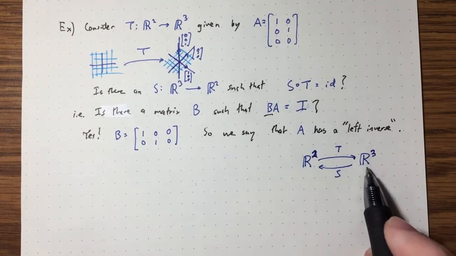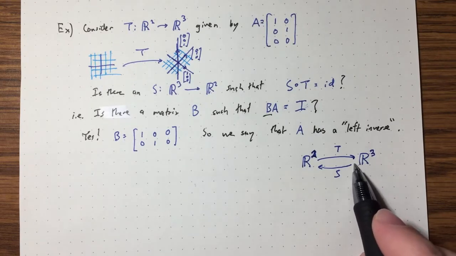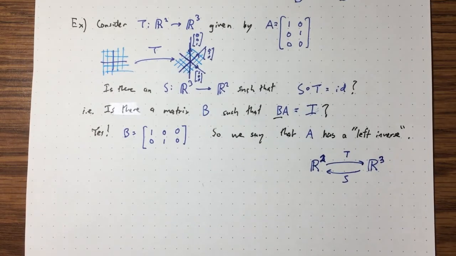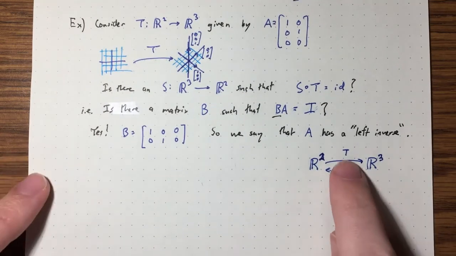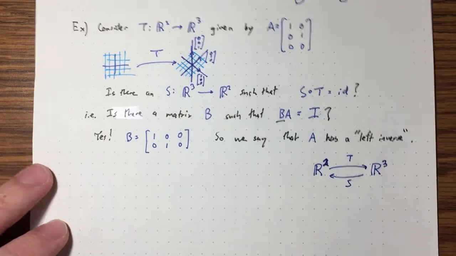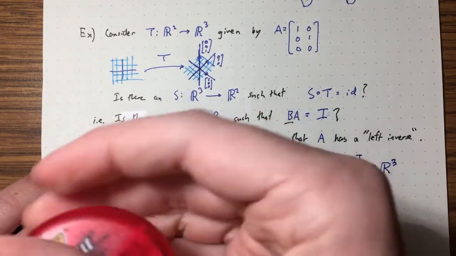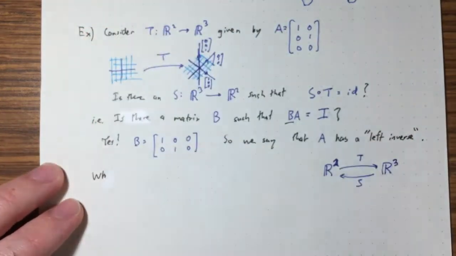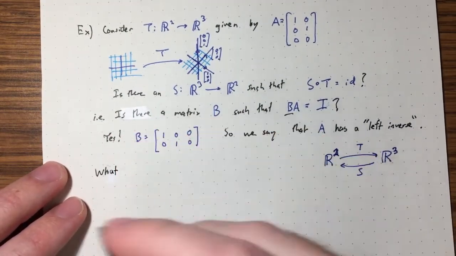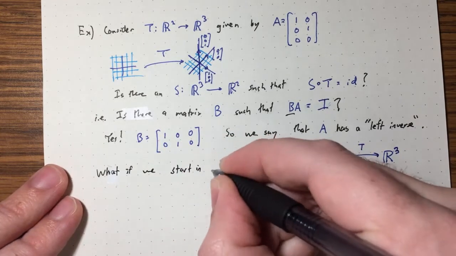What if we start in R3 instead? Can we do S and then T and get back to where we started? Okay, that's what it would mean for this transformation T to be truly invertible. Okay. So I'll write that. So this is the motivation for the definition of invertible transformation. This definition looks strange at first. Yeah, what if we start in R3?